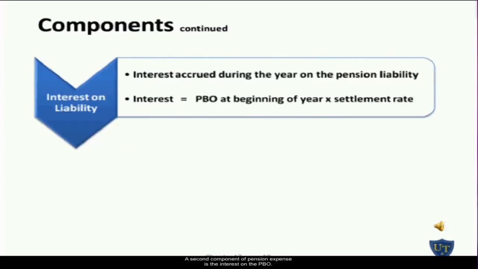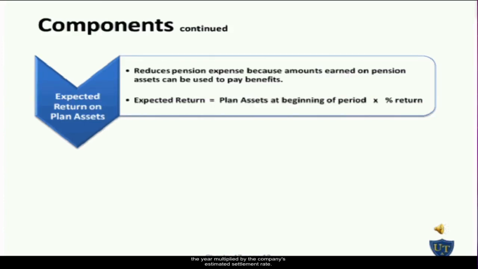A second component of pension expense is the interest on the PBO. Interest is calculated based upon the liability balance in the PBO at the beginning of the year multiplied by the company's estimated settlement rate. Another component of pension expense is the expected return on plan assets. Remember that this element reduces pension expense.